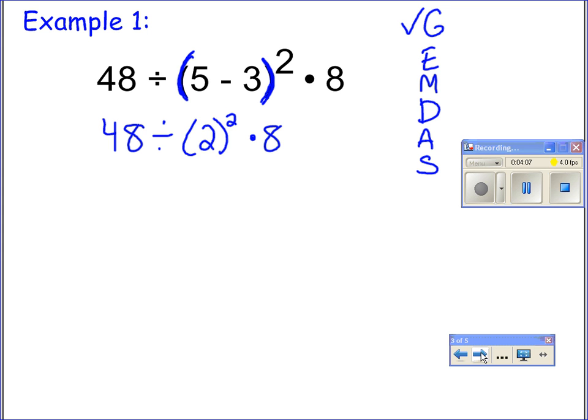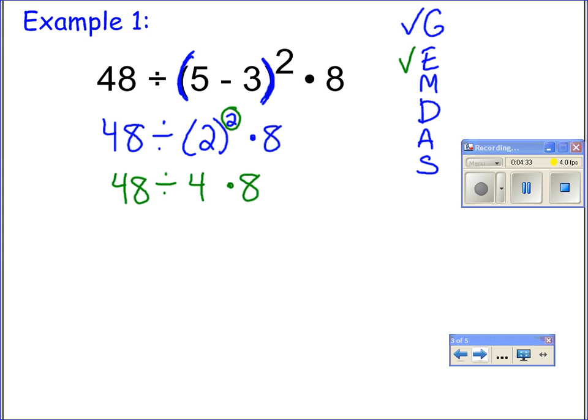Second step is exponents, which is E. So we're going to take care of our exponent, which is right here, which tells us to multiply the 2 times. So I'm going to rewrite 48, rewrite the division sign. 2 times 2 is 4, so we are going to write down 4 here, and then rewrite the times 8.